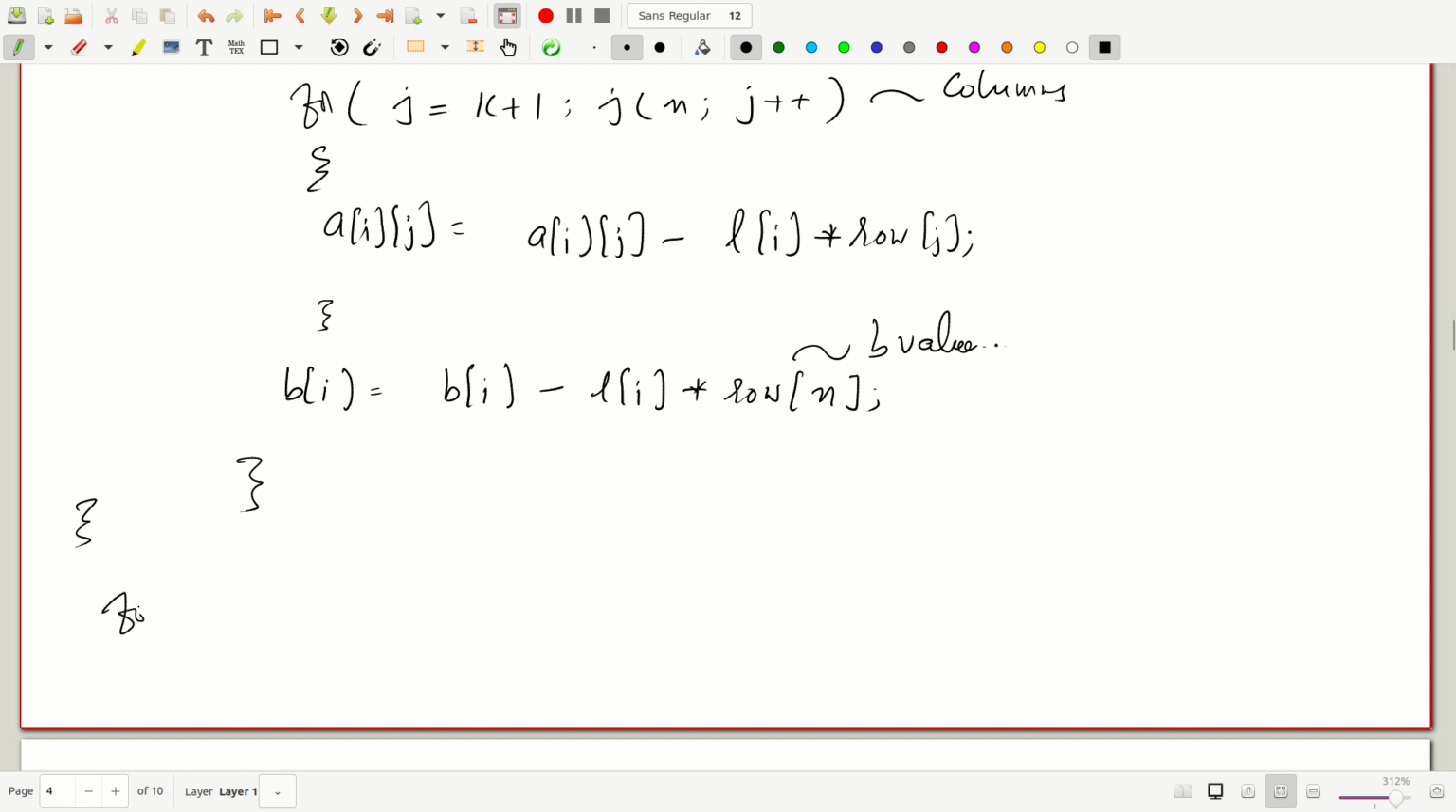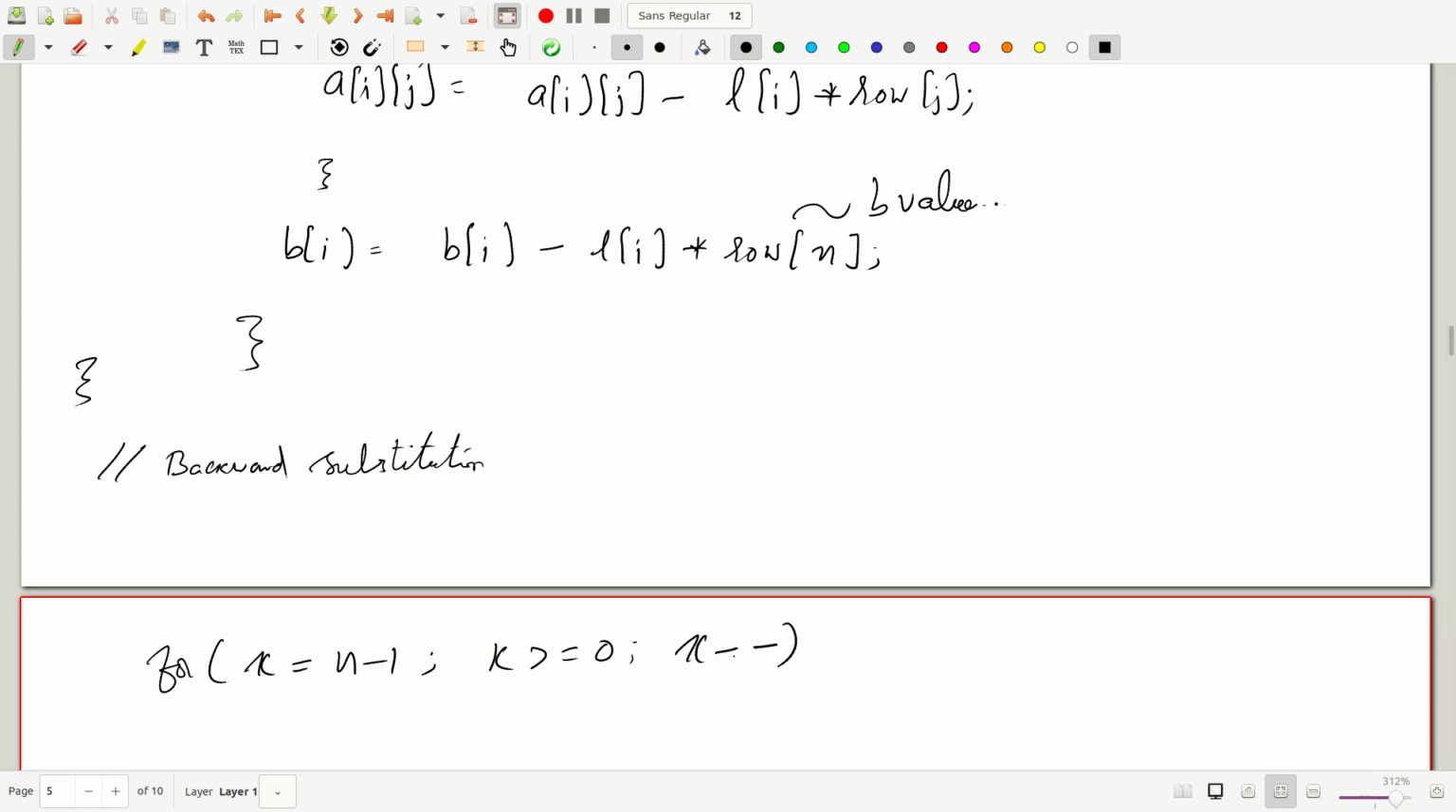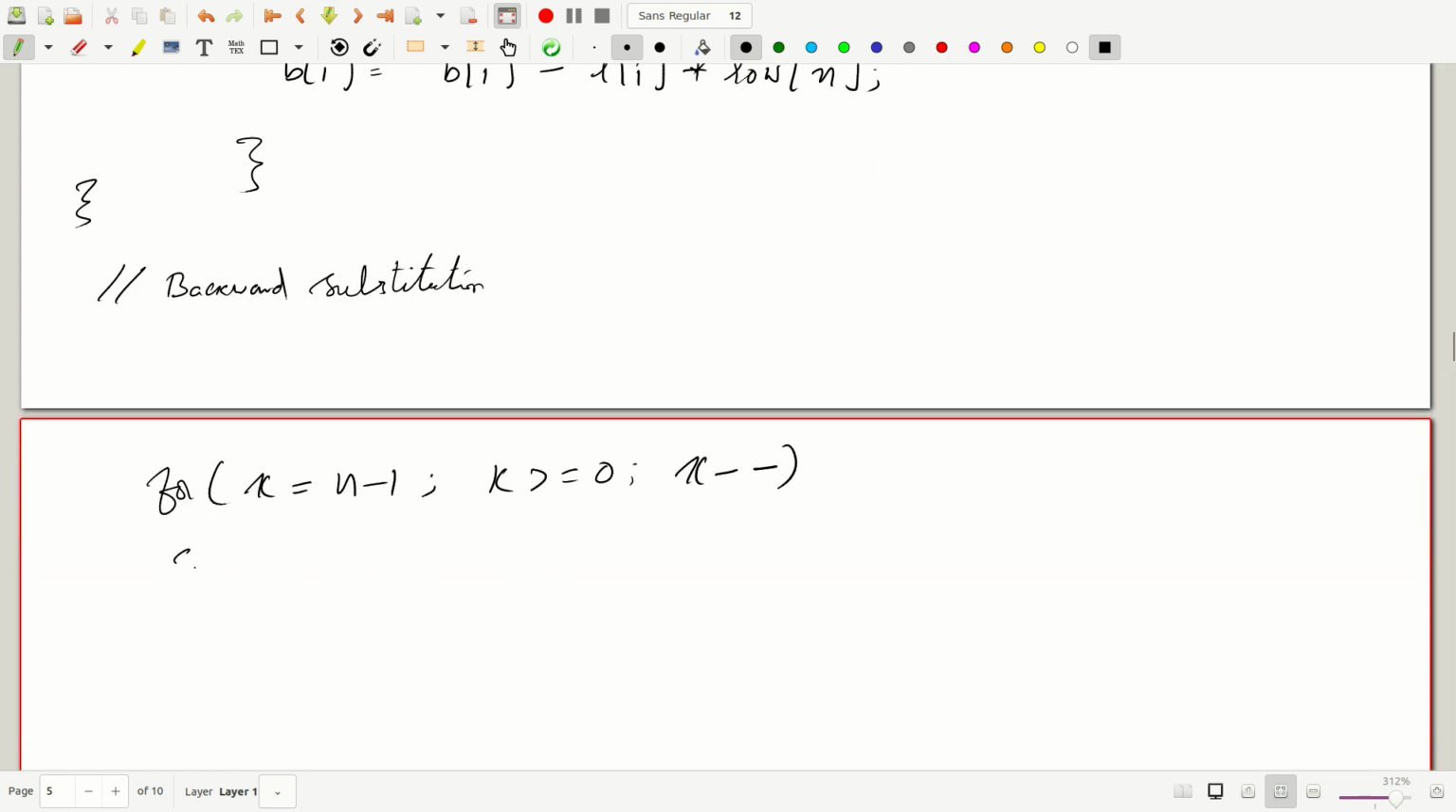Then we have the backward substitution. So what we have to do is have another for loop. For k equals n minus 1, k greater than or equal to 0, k minus minus, you begin with the last value and reduce. You basically do a backward operation.